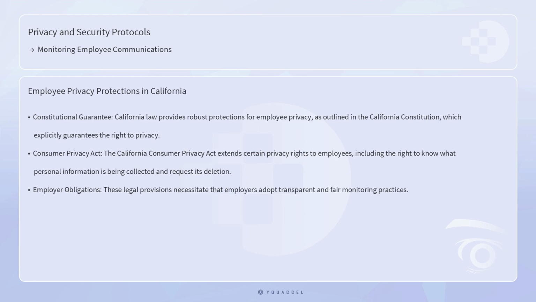California law provides robust protections for employee privacy as outlined in the California Constitution, which explicitly guarantees the right to privacy. Additionally, the California Consumer Privacy Act extends certain privacy rights to employees, including the right to know what personal information is being collected and the right to request the deletion of such information. These legal provisions necessitate that employers adopt transparent and fair monitoring practices.